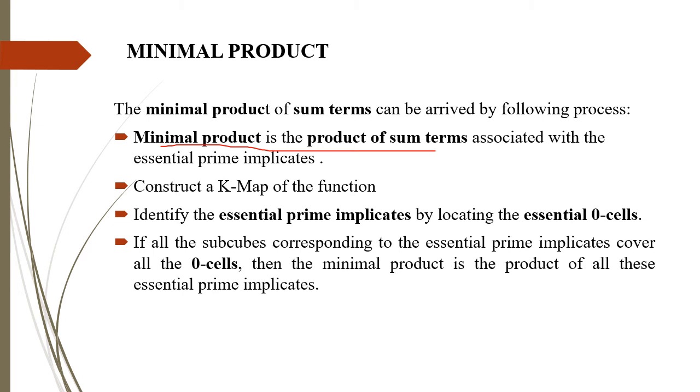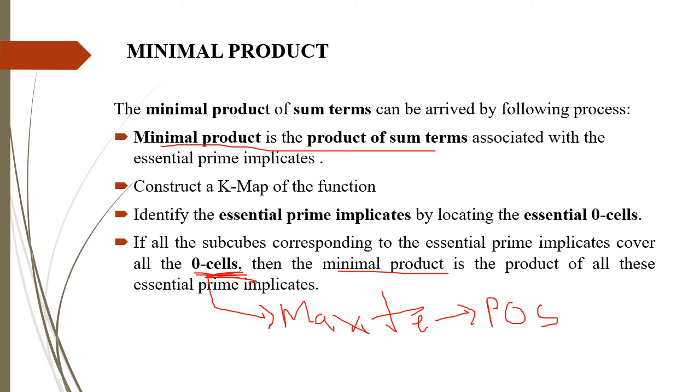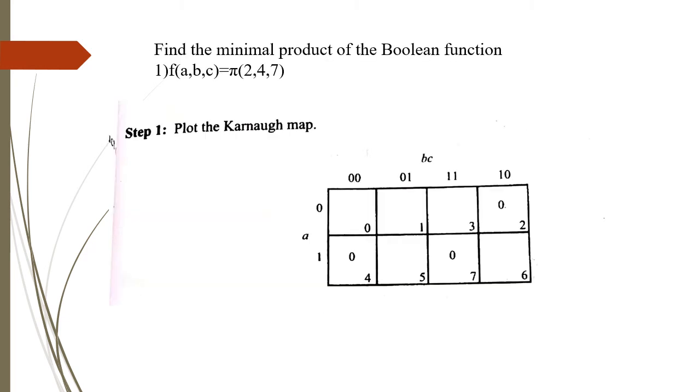With this minimal product, the output will always be evaluated to 0 and it corresponds to a max term. The final expression you are going to get is a product of sums. We call it the minimal product, and the output is evaluated to 0. So this is about the minimal product. Next you have to find out the minimal product of the Boolean function.